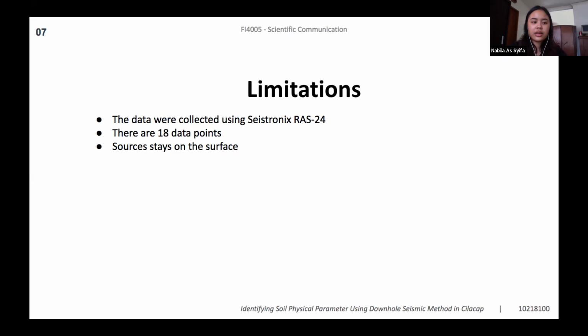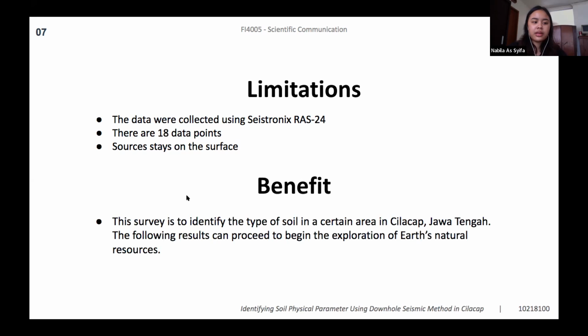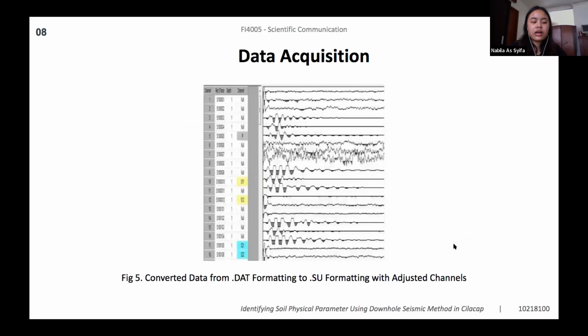And what is the benefit of the survey? So this is more of a preliminary exploration to identify the type of soil in a certain area in Cilacap, Jawa Tengah. So the following result can proceed to begin the exploration of Earth's natural resources. How do we process the data collected?